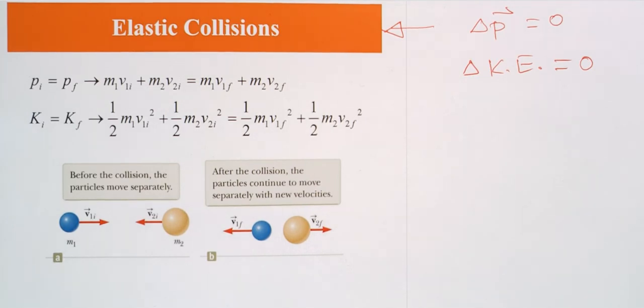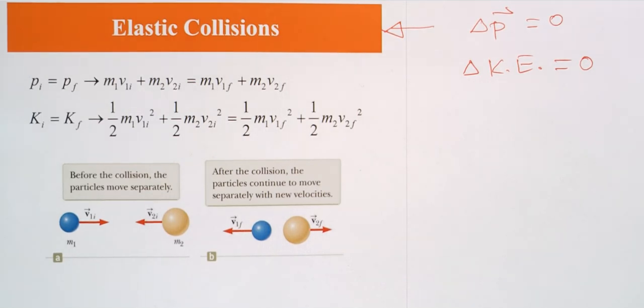We have total elastic collision. That's what you see on the screen: momentum is conserved, kinetic energy is conserved. Inelastic collision: momentum is conserved, kinetic energy is not conserved. And the third one, total inelastic collision, when the two objects stick together after the collision: momentum is conserved, kinetic energy is not. So the only collision in which kinetic energy and momentum are both conserved is the elastic collision.